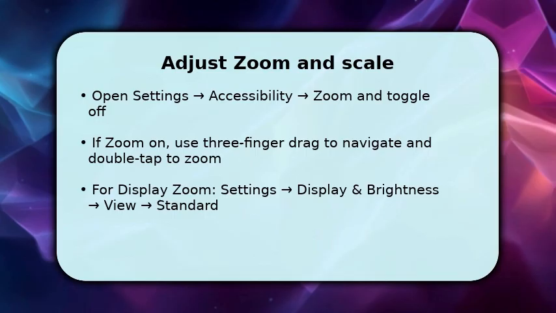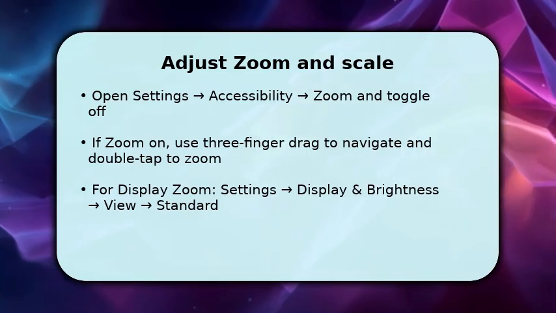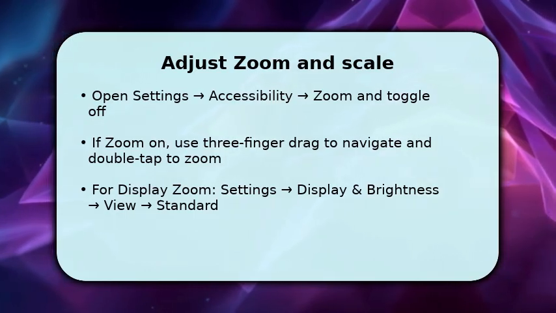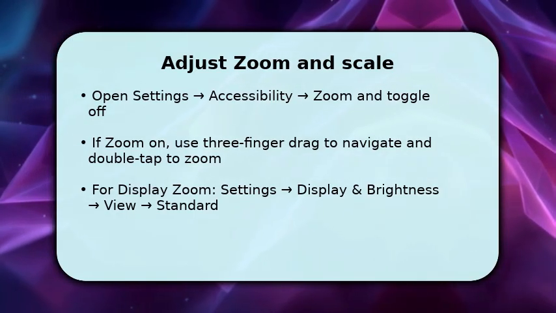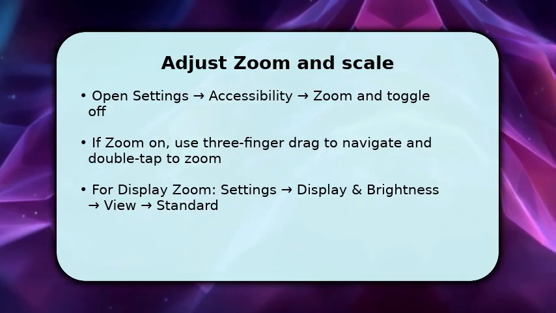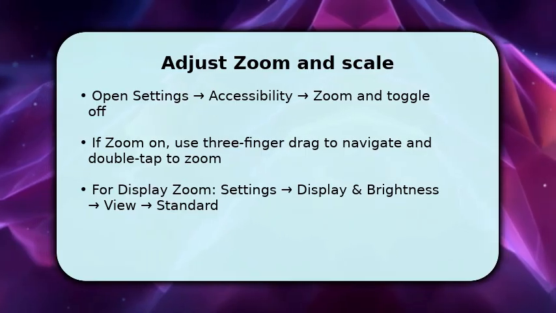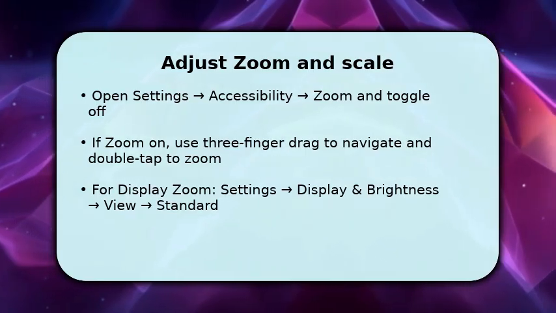When display zoom is the culprit, go to display and brightness, choose view, and set standard instead of zoomed. The phone will restart to apply it. Make sure to confirm after reboot and return to accessibility to ensure zoom remains off, because display zoom resets some layouts and can mask the original problem.